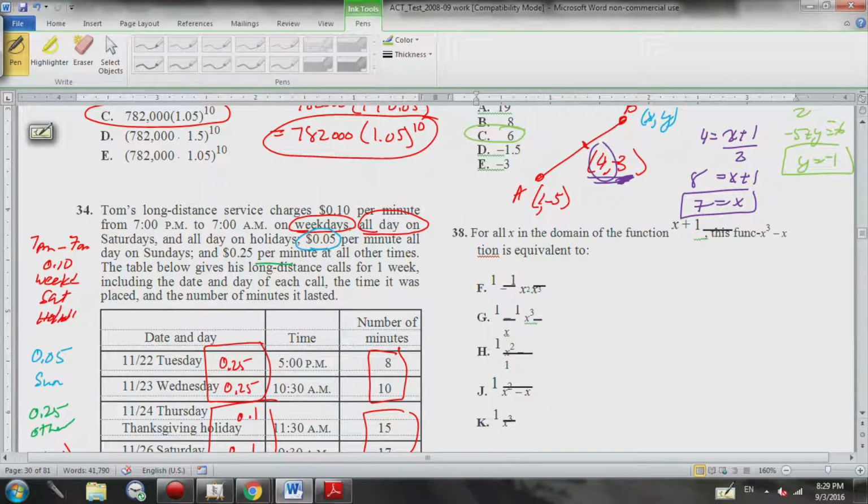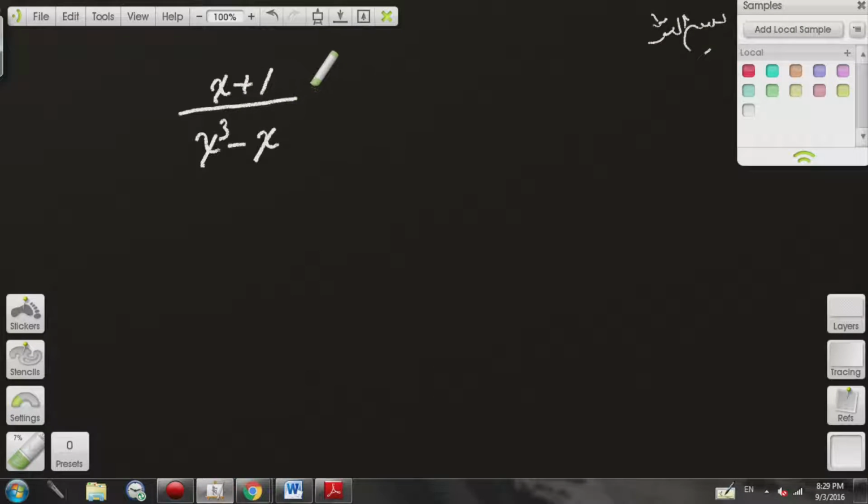Oh, well, what else can we do? Let's see if we can simplify this. Can we simplify this? Yes, we can. So how are we going to simplify this? I don't know. But maybe we can factor out something here. Okay, well, let's see. Nothing to factor out there. Here, you can factor out an x, because x is common to both. When you do that, you get x squared minus 1. Wow, what can I do now? That didn't help me very much.